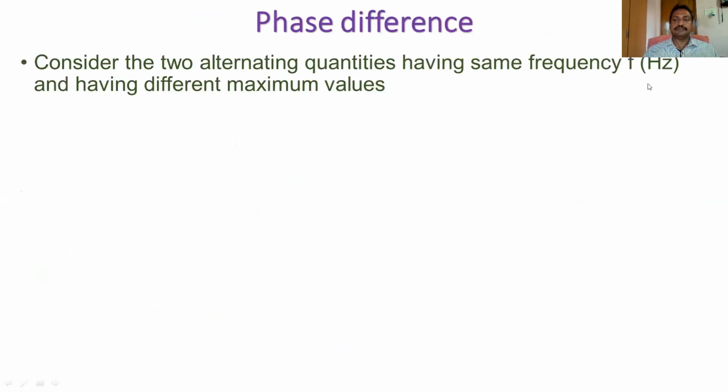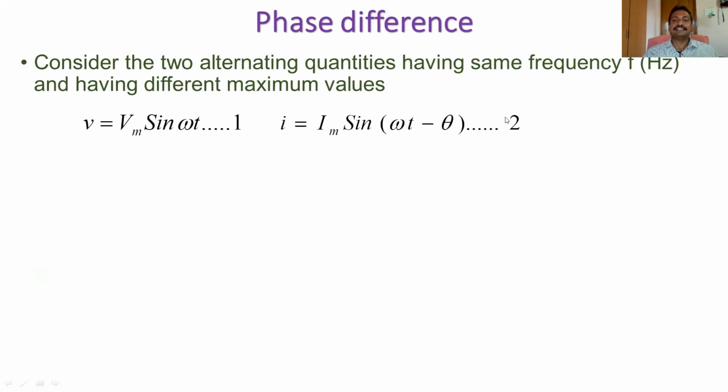Next we'll come to the phase difference. Phase applies to a single phasor, but phase difference matters whenever two phasors are there; only then can we know the phase difference. For example, consider two alternating quantities having the same frequency but different maximum values, different magnitudes. V is equal to Vm sin omega t is one phasor. I is equal to Im sin of omega t minus theta is the second phasor. This theta is called the phase difference.